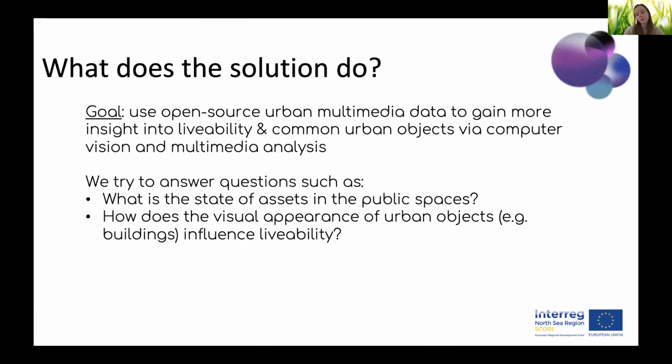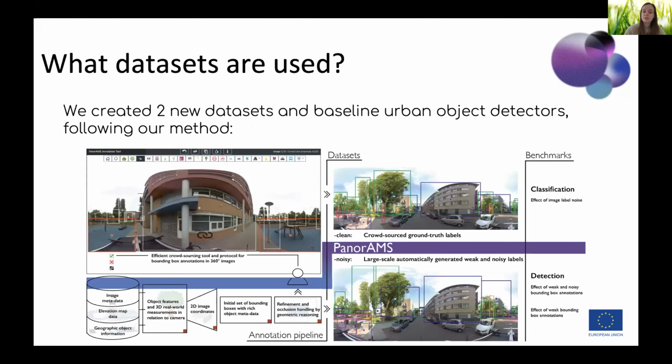And with the solution, we try to answer questions such as, what is the state of assets in the public spaces, and how does, for instance, the visual appearance of urban objects such as buildings influence the livability in an urban area? And to this end, we have created two new data sets and baseline urban object detectors.